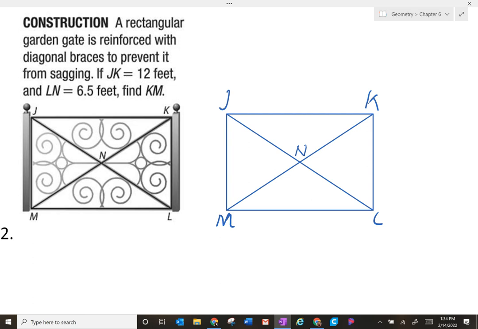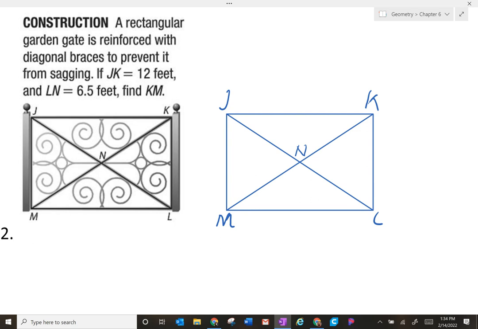Okay, so here's a real world problem. This is exactly what they do for gates. You have this rectangular garden gate. In order to prevent it from sagging, you put in diagonal braces. It needs to be a rectangle. That means that this diagonal brace and this one need to be the exact same length.